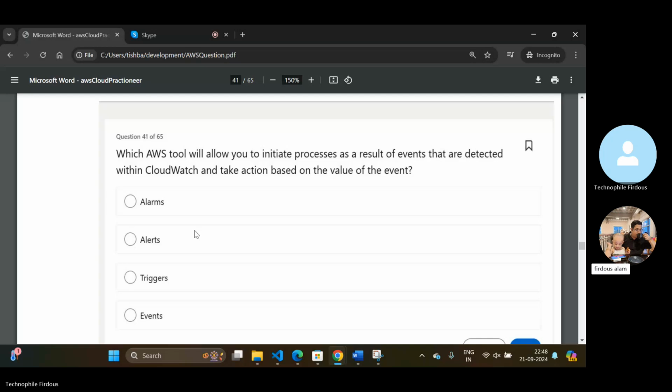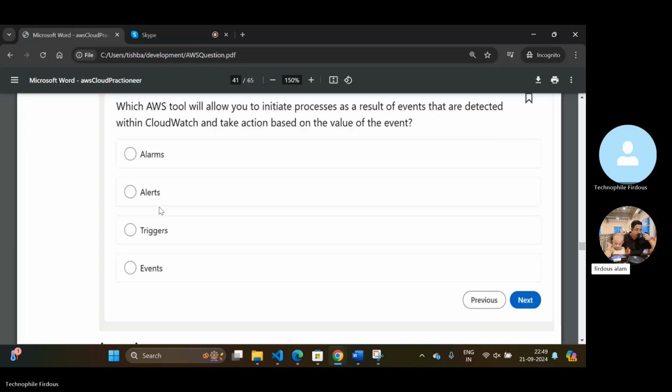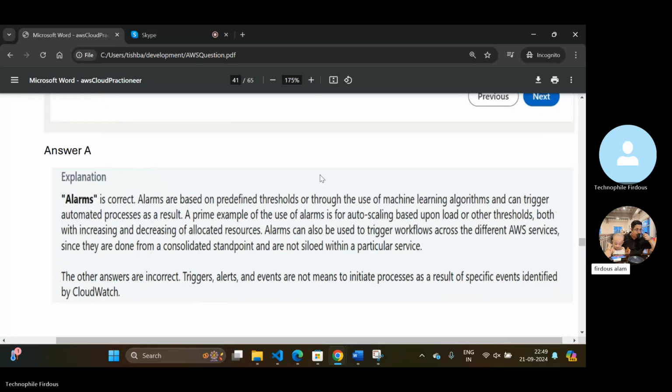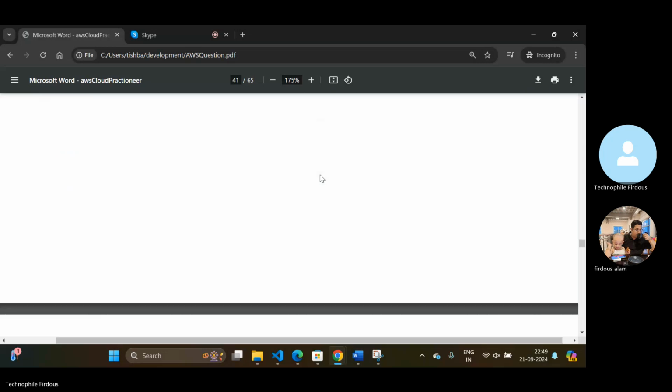Which AWS tool will allow you to initiate a process as a result of an event which is detected in CloudWatch? When we set up CloudWatch, you get an option to set up alarms. So if any event is detected, then an alarm is fired. So the correct answer would be alarm for this question. Question number 41, the answer is alarm. You can see the explanation, and you can pause this video and read it. Now let's move to the next question.